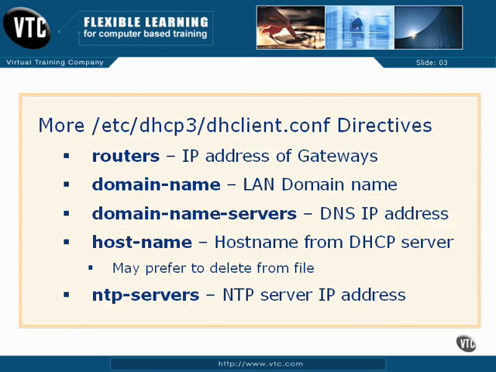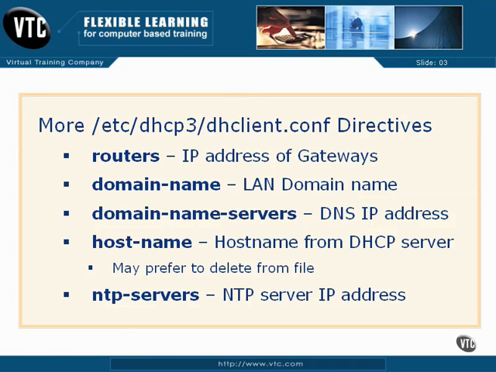The routers directive requests the IP address of routers, also known as gateways to outside networks. The domain name directive looks for a domain name for the local network. It would return something like example.com. The domain name servers directive requests the IP address of DNS servers as configured on the DHCP server.